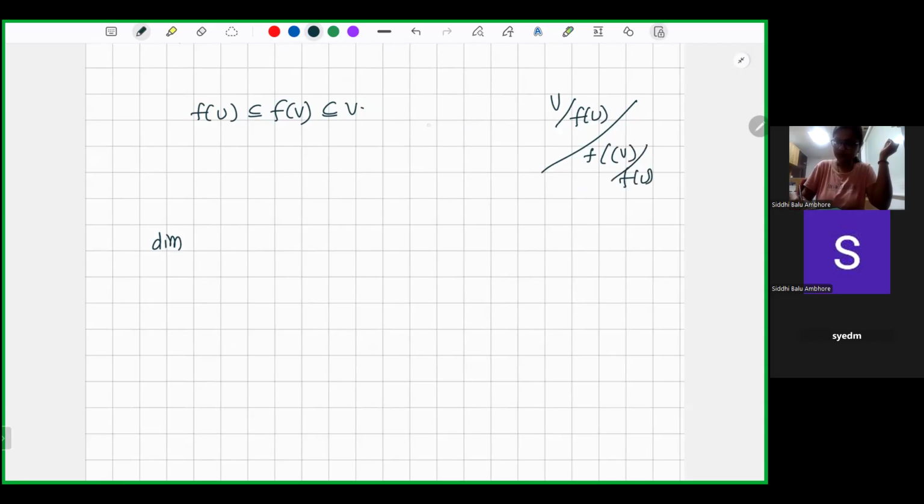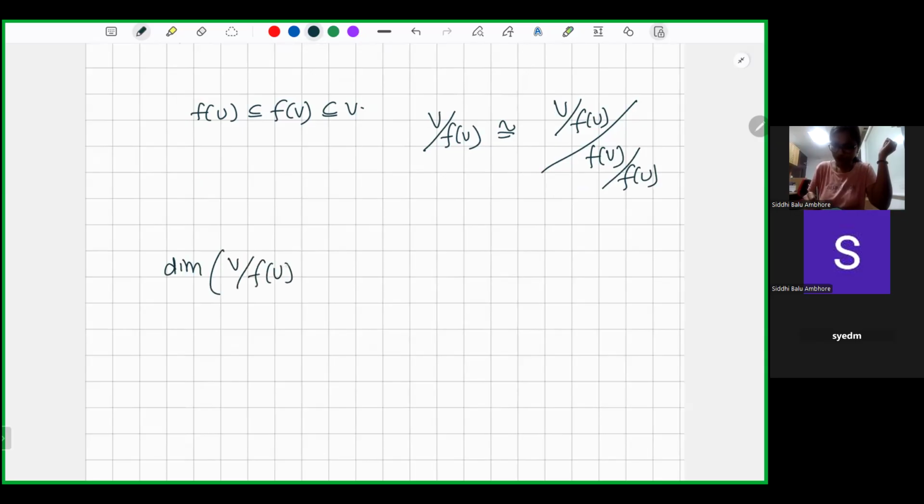Yeah, this is right. V quotient f of V will be isomorphic to V quotient f of U, quotiented by f of V quotient f of U. This is what we have. So this will imply that the dimension of V quotient f of U will be equal to the dimension of V quotient f of V plus the dimension of the subtraction, this.